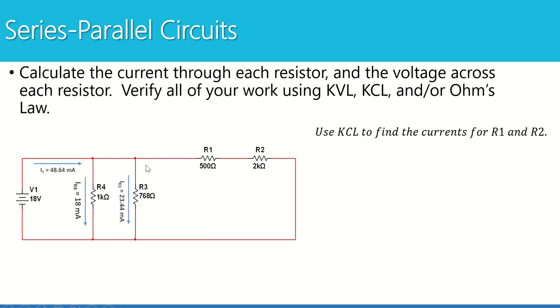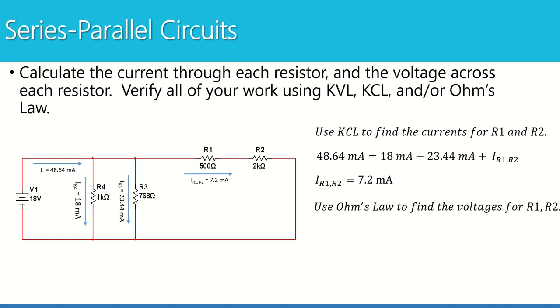Now I can use KCL to figure out the third path of current, because I know how much went in and I know 2 out of my 3 total paths. So I can set up a KCL equation where I can say that 48.6 milliamps goes in, I know 18 milliamps goes this way, 23.44 goes this way, and I can subtract to figure out how much goes through R1 and R2. So I get 7.2 milliamps for the current for R1 and R2. Remember, they're in series, so they both have the same current. Now that I know the current for R1 and R2, I can find the voltages for R1 and R2 using Ohm's law.